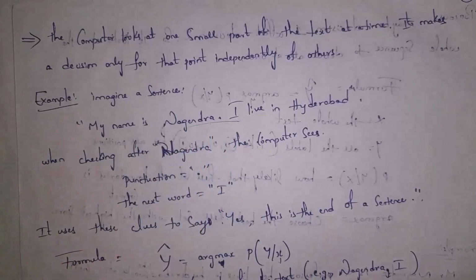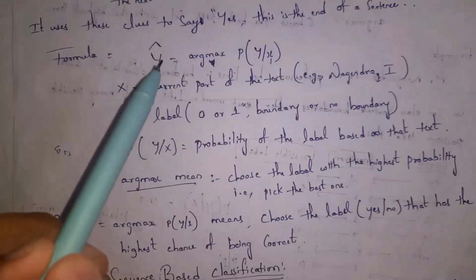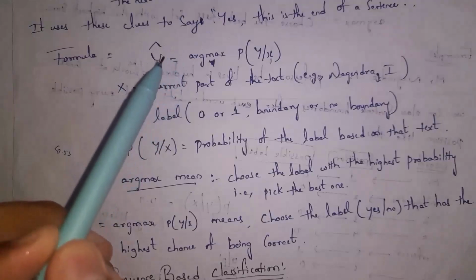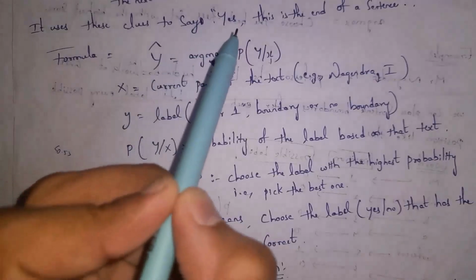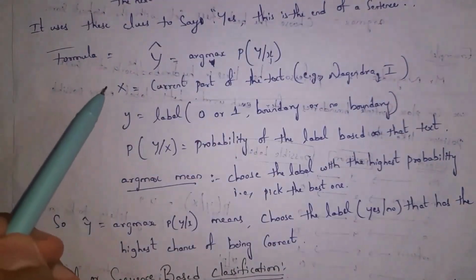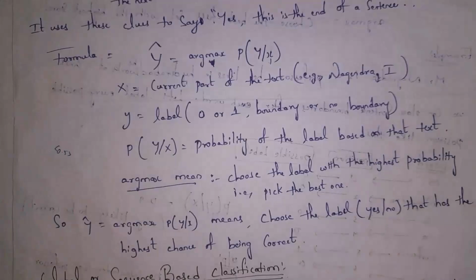So in the local classification model, at first the model will check each word. By checking each word, it defines boundary. Boundary means where one sentence ends and the next sentence begins. We call this point a boundary. This is the formula for local classification model as well as global classification model. y bar is equal to argmax probability of y given x, where x is nothing but a particular word in a sentence and y is nothing but the label. If the particular word is considered as end of the sentence, then label is 1, or else label is 0. And P of y given x means probability of label based on text.